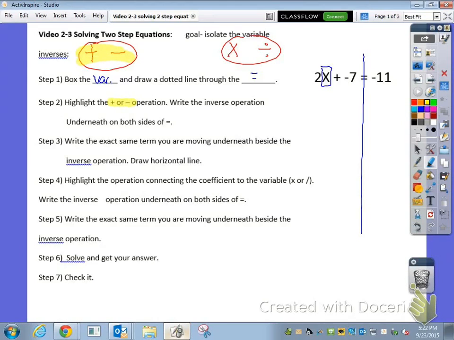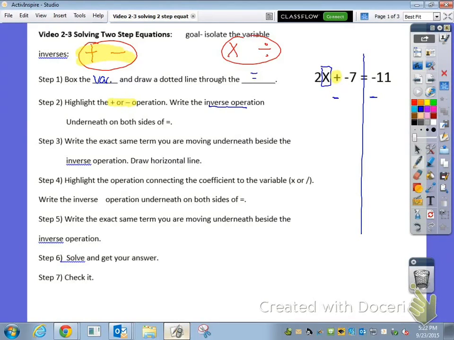I do this first. I do not do multiplication or division. I do addition or subtraction. So in this problem, I have addition, okay? So once I realize I have addition, you're going to write the inverse operation of it underneath. The opposite of adding is to subtract, just like we did yesterday. Whatever you do to one side, you do to the other, okay?